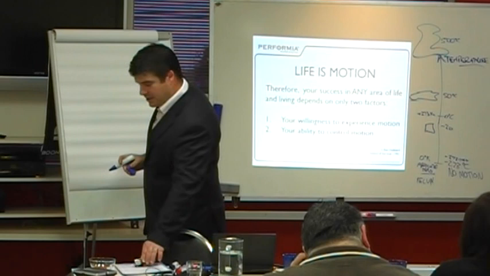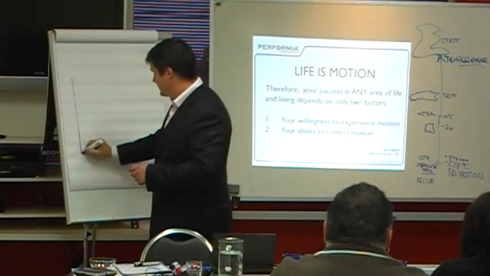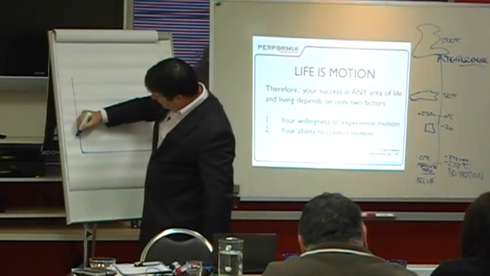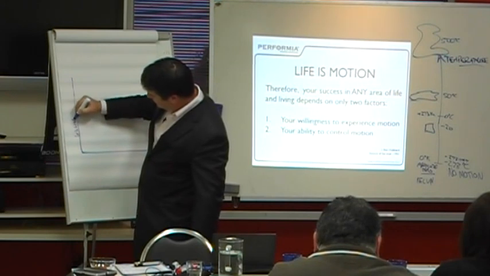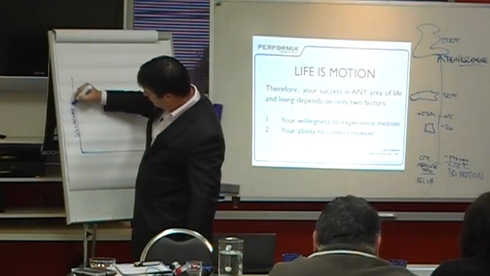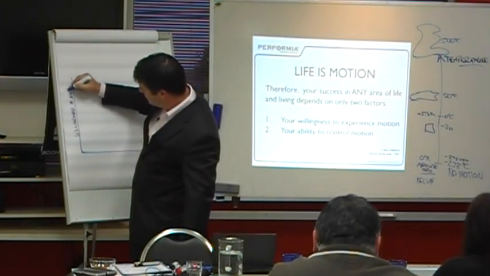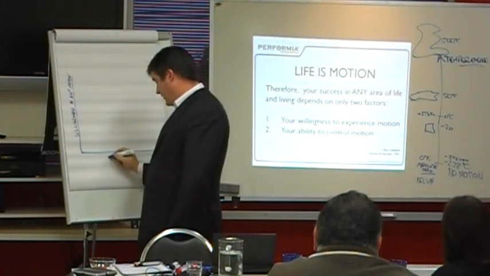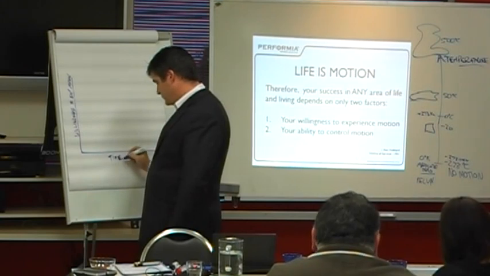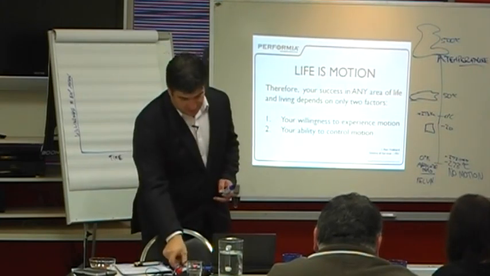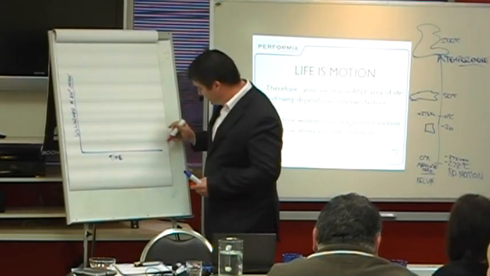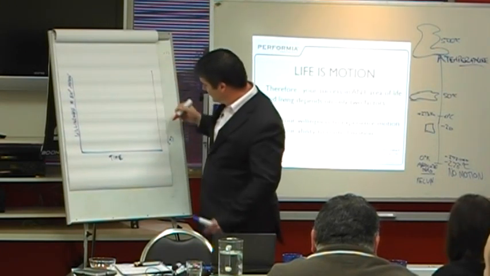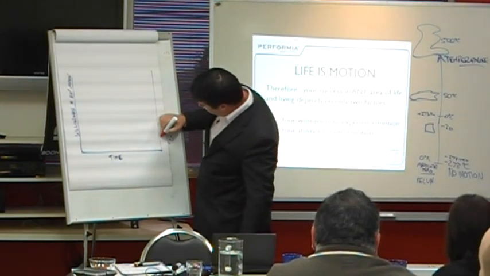If you look at this, up this side here is willingness to experience motion. Across the bottom here is time. And then if we do a second axis, we can say here ability to control motion.